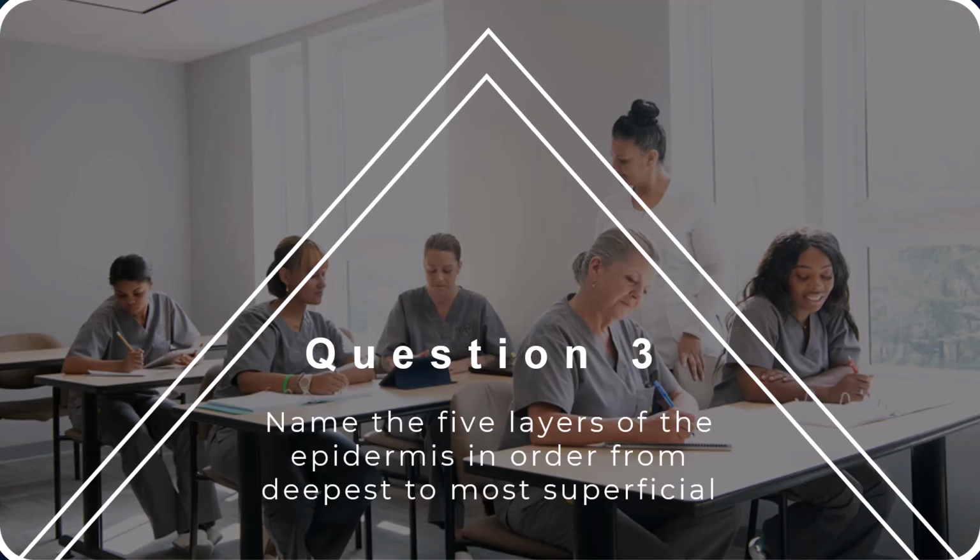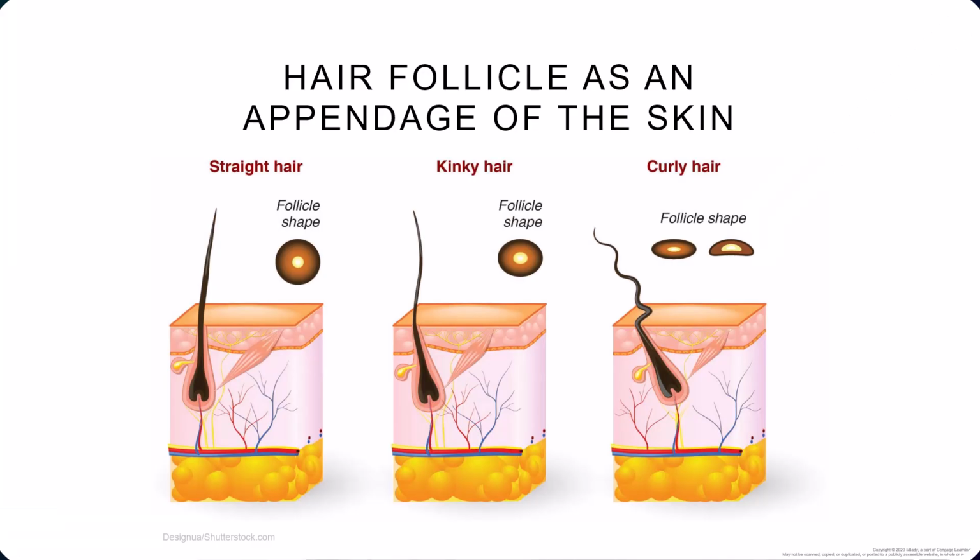melanin production. Question number 3 is to name the 5 layers of the epidermis in order from the deepest to the most superficial. Next, we're going to discuss the hair follicle as an appendage of the skin.